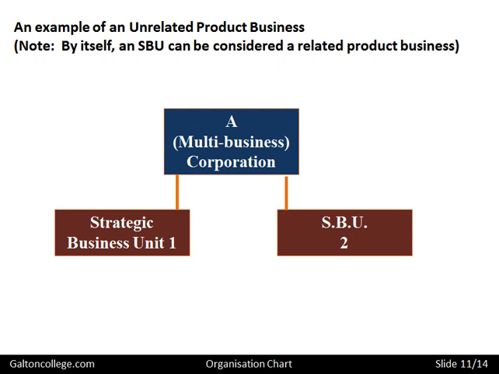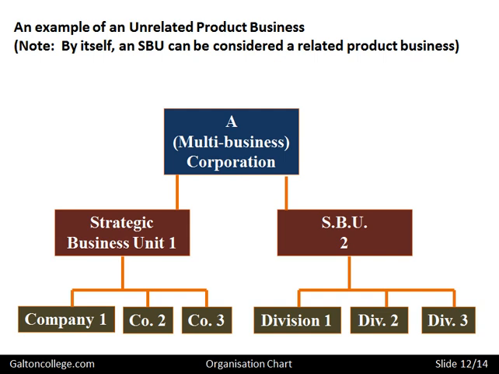So if we pursue this diagram down to the next level, we see here we've got Company 1 for strategic business unit 1. We have Company 1, we've got Company 2, which is called CO2, and Company 3, CO3. So here we've got three businesses, three companies feeding into strategic business unit 1. Then on strategic business unit 2, we'd have a first division, second division, third division. So we may have companies or divisions of a company feeding in to strategic business unit 2.